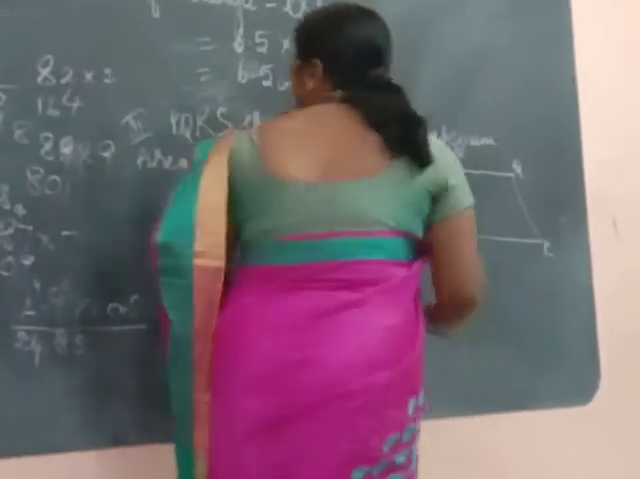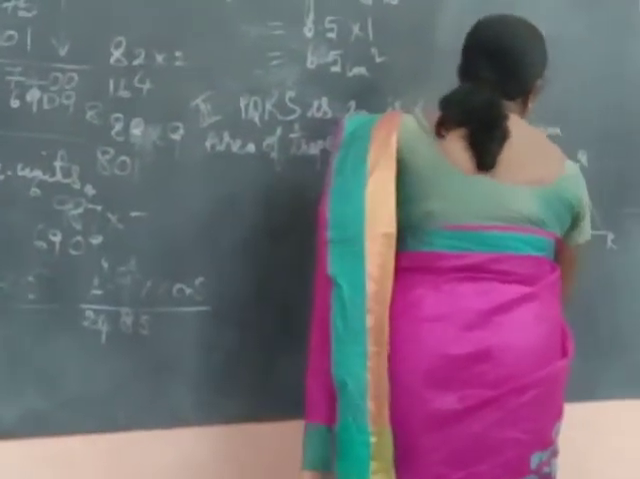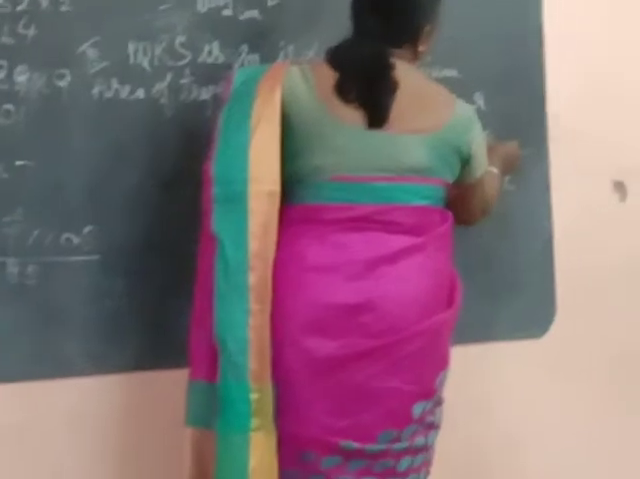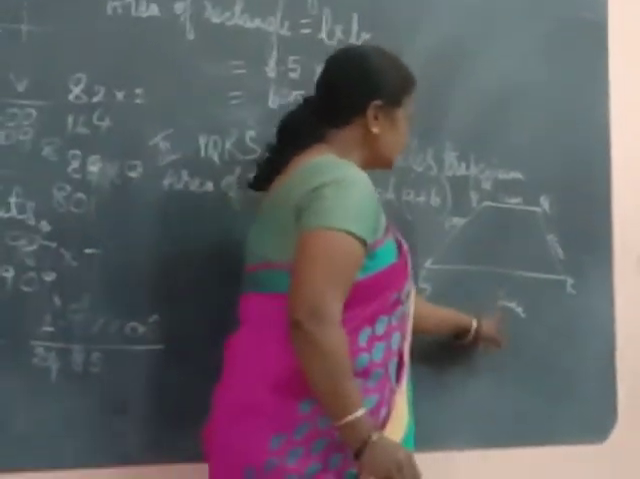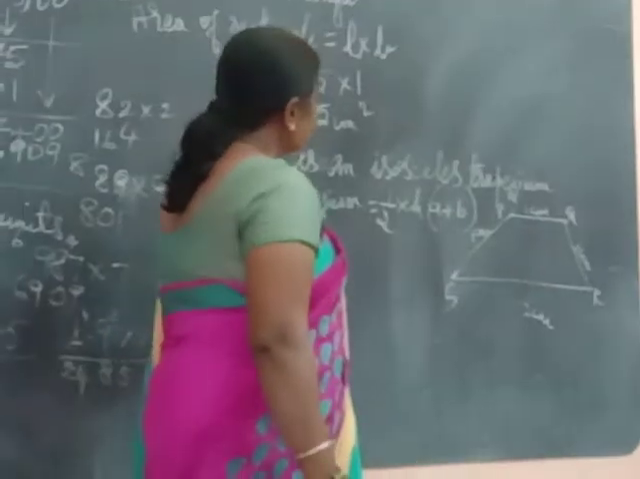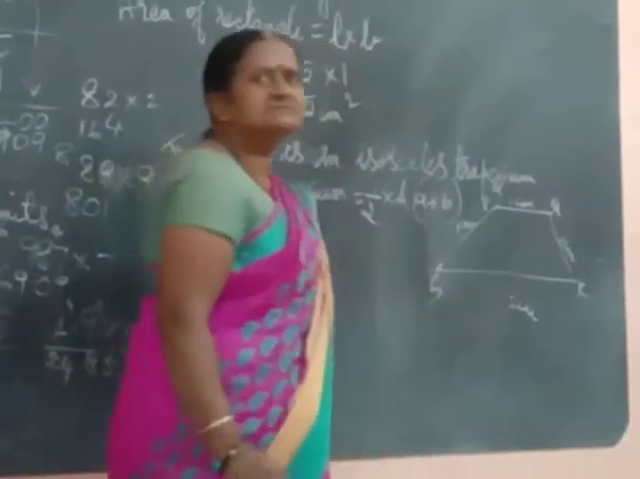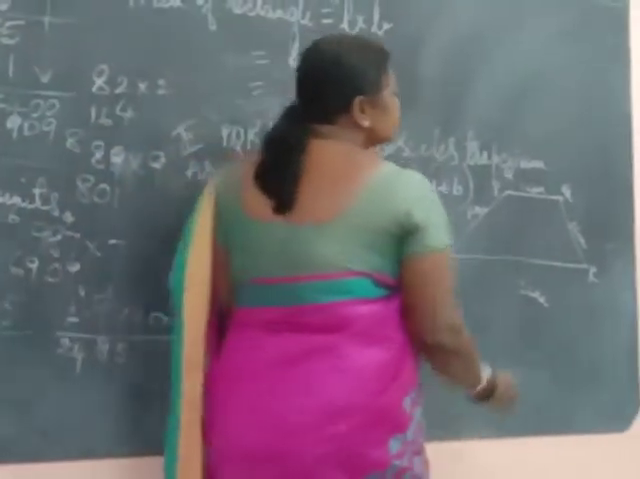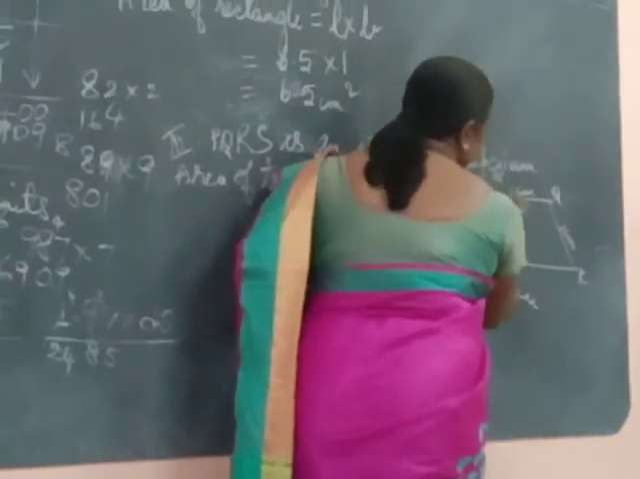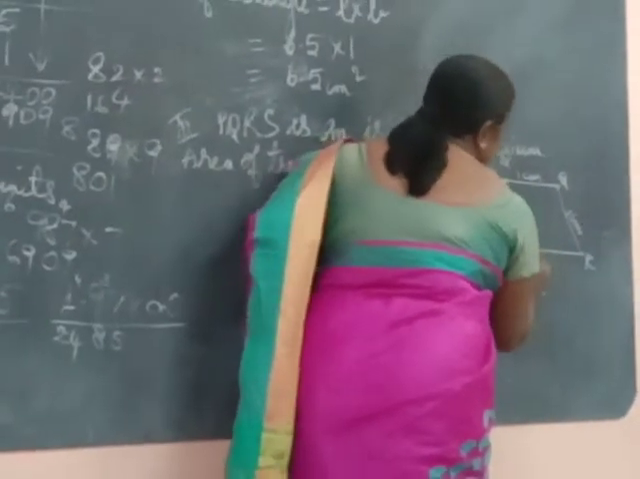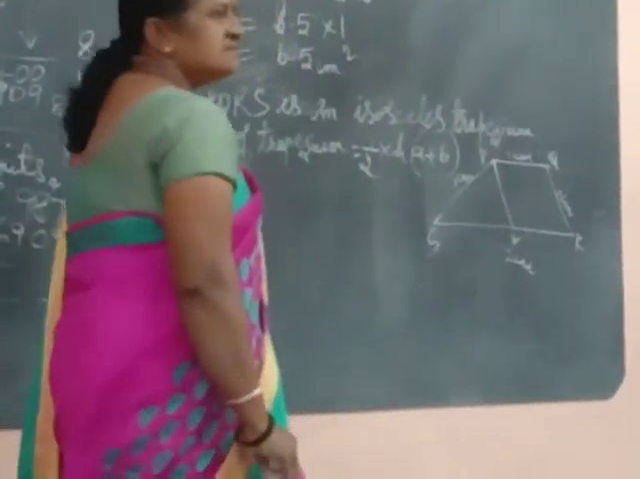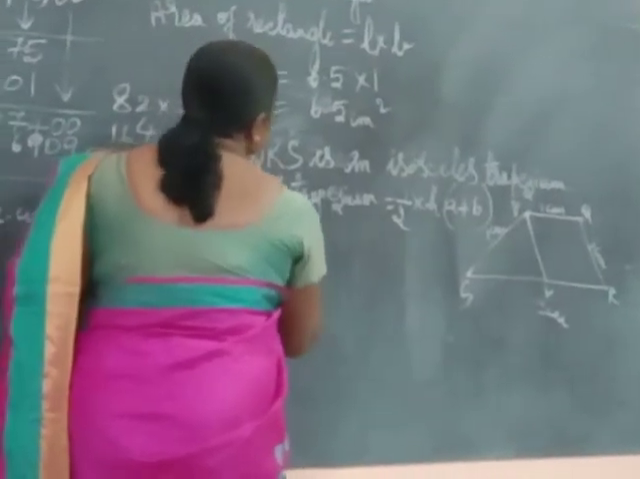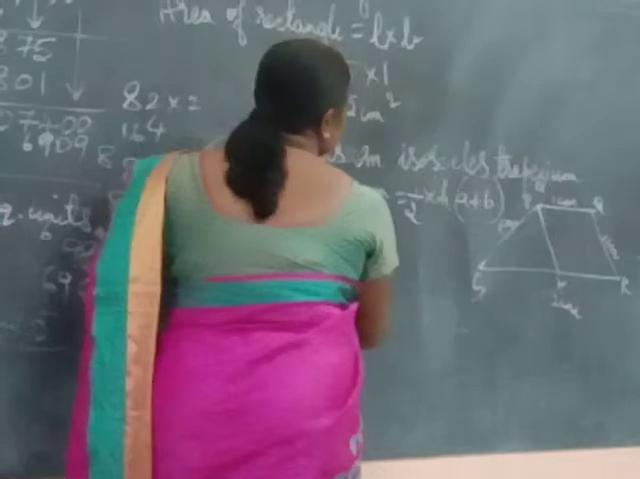Here just observe. PQ is how much? 1 centimeter. This is 2 centimeter. This is 1 centimeter. But do we have the height? No. So how to find the height? Let us draw QR parallel to PV. Draw QR parallel to PV.